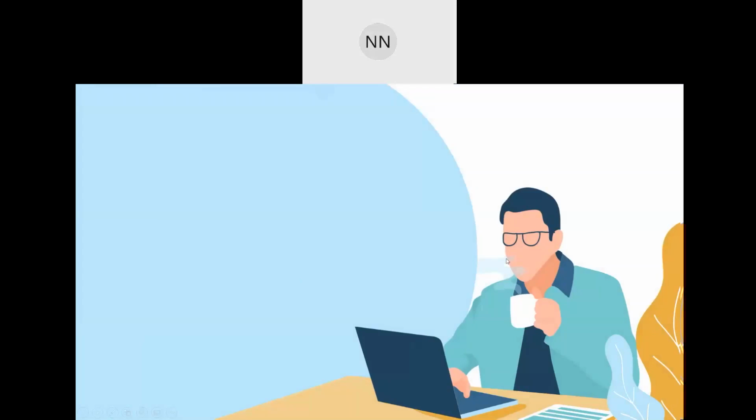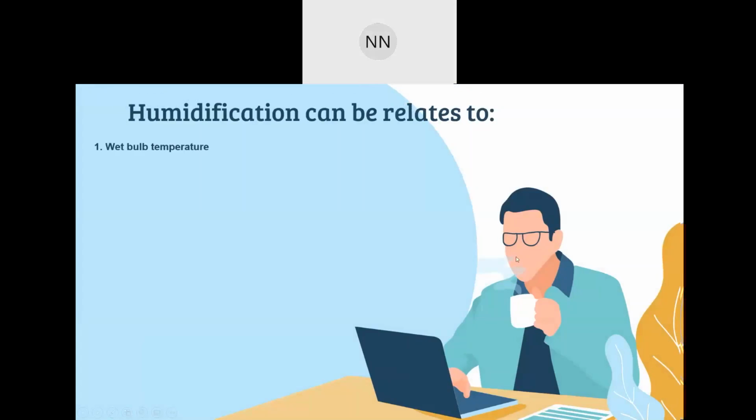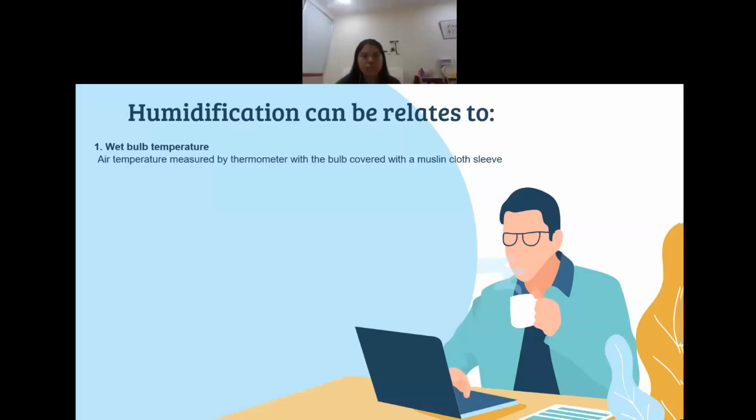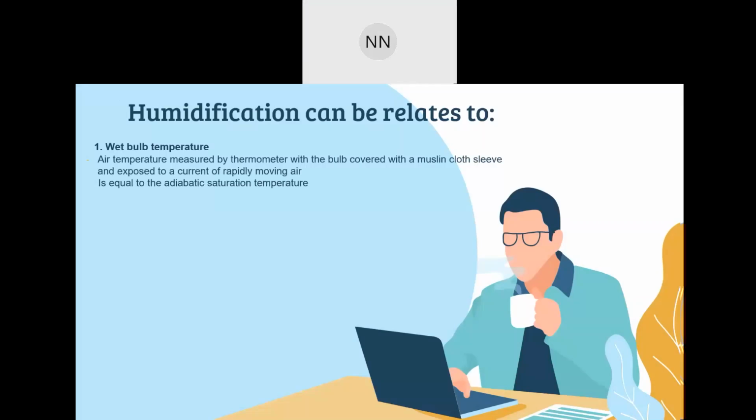So humidification can be related to 7 characteristics. These characteristics can be found in the psychrometric chart. First of all is wet bulb temperature. Wet bulb temperature is the temperature measured by a thermometer whose bulb is covered with a muslin cloth sleeve. Next is dry bulb temperature. Dry bulb temperature is the air temperature measured by a thermometer whose bulb is kept dry. Dry bulb temperature is also known as ambient temperature.